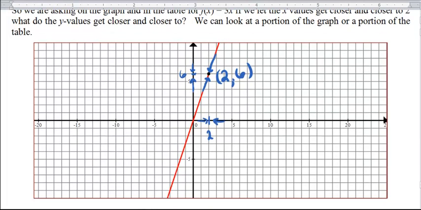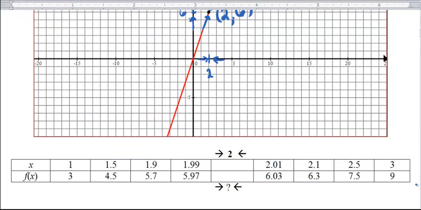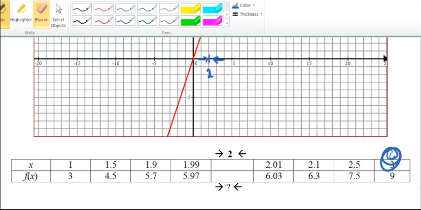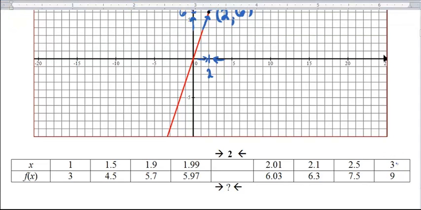How do we see this in a table? Well, we want to put in x values that are close to 2. Not necessarily 2 itself, but things that are close to 2 and getting closer and closer. So we might start kind of close to 2. Let's start above 2 with 3 right here. And so we take 3 and we want to see what y is. Our formula is y equals 3x, so 3 times 3 is 9.